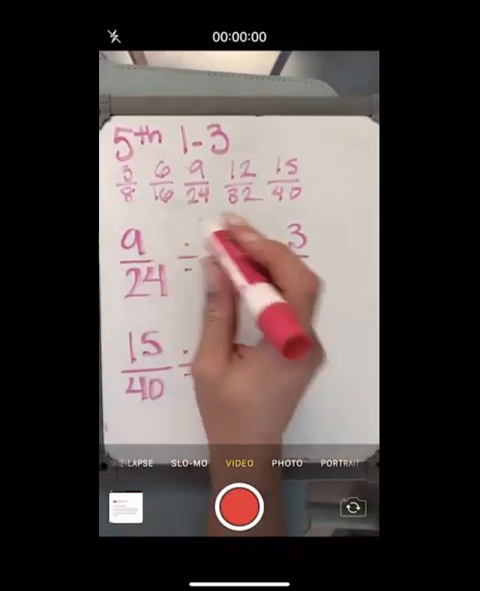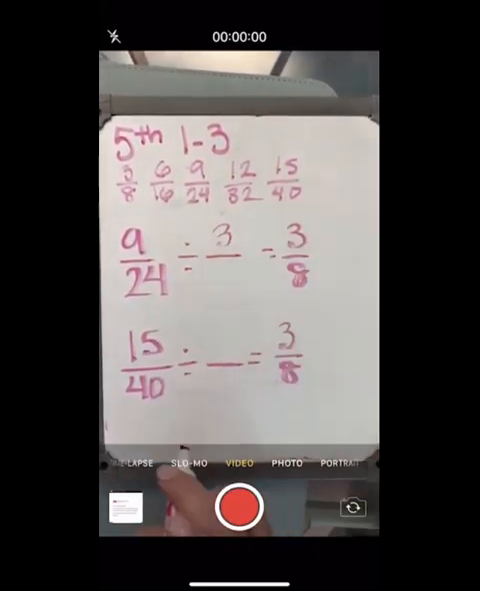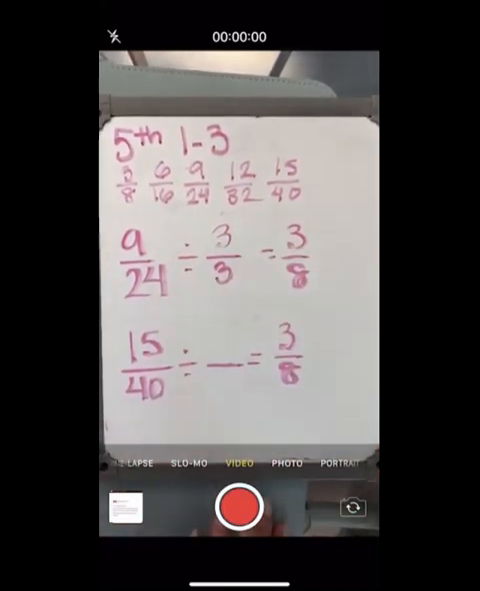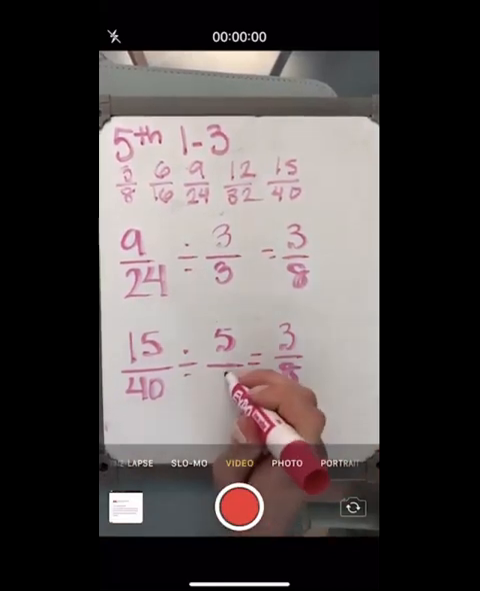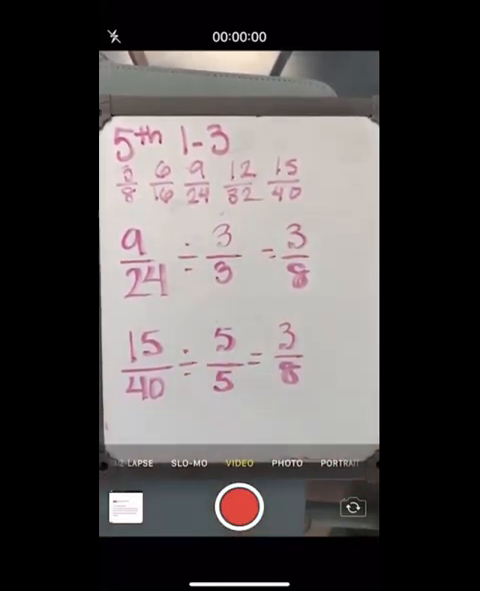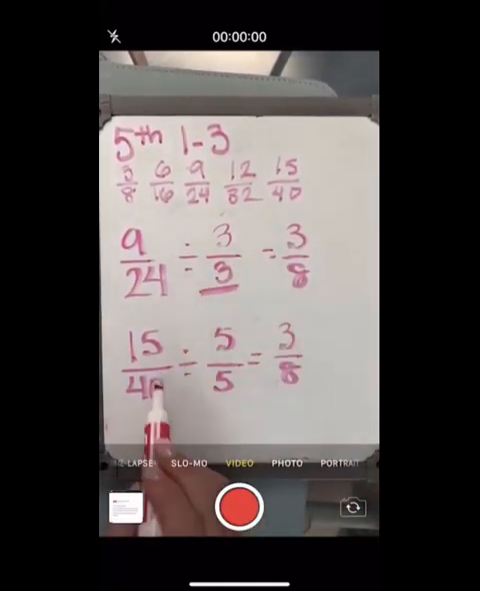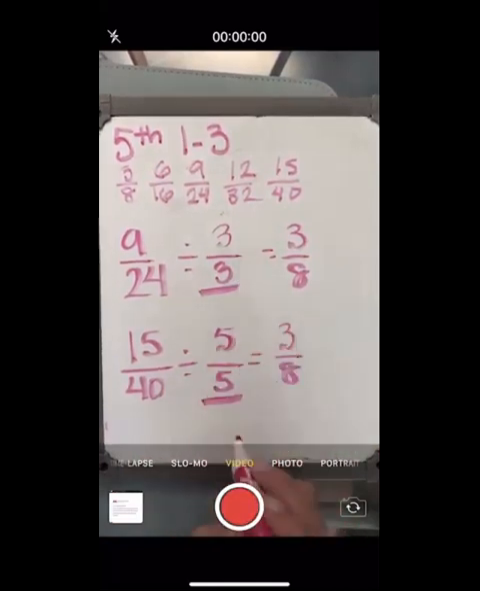Well, I know that 9 divided by 3 equals 3. And even if you're looking at this and going, I don't know, 24 divided by 8, well, guess what? You know that the numerator and the denominator have to be divided or multiplied by the same number. Same with down here. I know that 15 divided by 5 equals 3, so I know that I have to divide my denominator by 5 also. So the 9/24ths had a divisor of 3, and the 15/40ths, you're dividing it by 5. But at the end of the day, they're still an equivalent fraction.